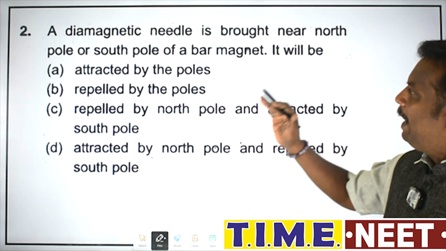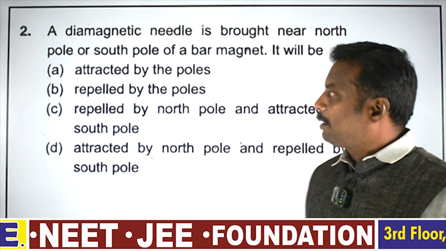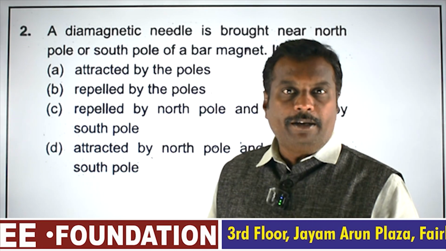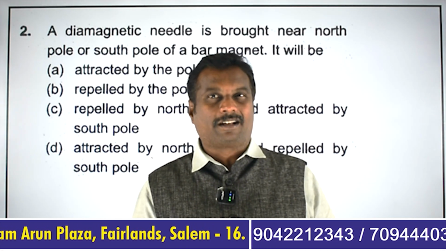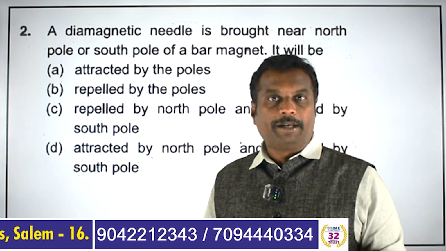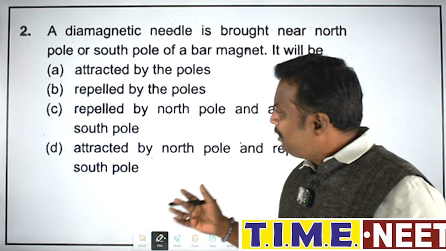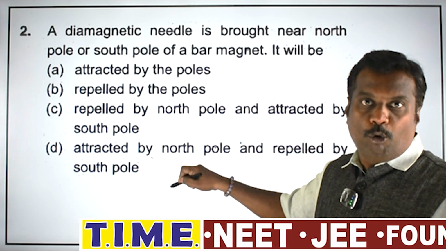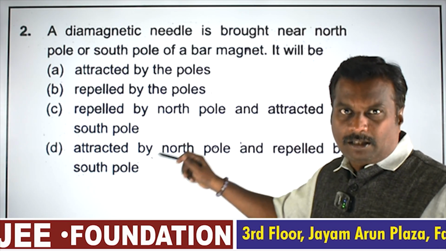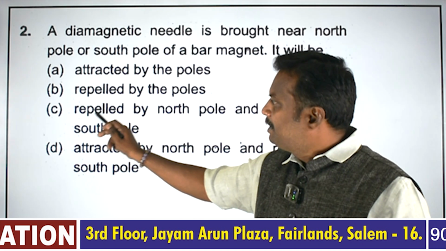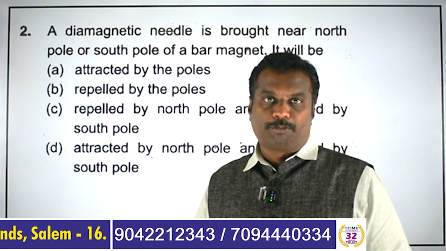The given question is, a diamagnetic needle is brought near the north pole or south pole of a bar magnet. It will be ஒரு diamagnetic needle வந்துட்டு ஒரு bar magnetோட north pole க்கு south pole க்கு பக்கத்துல கொண்டு வந்தா என்ன நடக்கும் அப்படின்னு கேக்குறாங்க. And we all know that the diamagnetic materials are non-magnetic materials. அதுக்கிட்ட எந்த விதமான magnetic propertiesம் கிடையாது. So definitely when it is brought near the pole, it will be repelled by both the poles, whether it is north or south, they have the same properties. அதனால when it is brought near any pole, it will be repelled by both the north pole as well as by the south pole. Right?